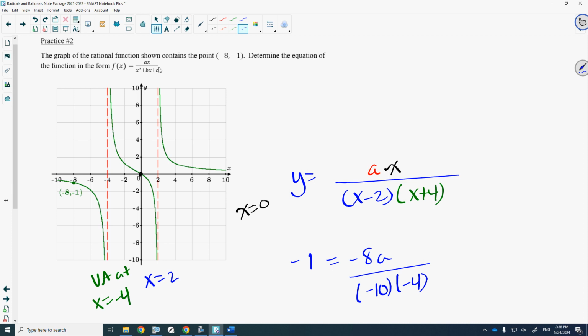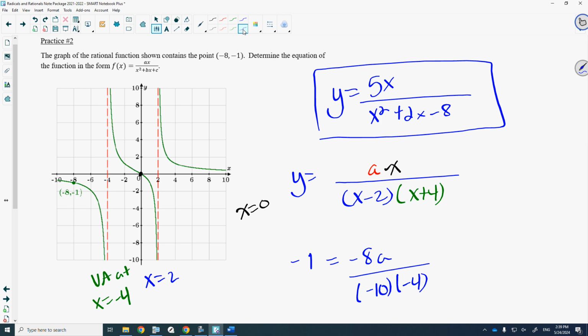They want me to write it in this form, though, so I'm going to expand those two binomials. So y is equal to 5x, and then I'll have x squared plus 4x minus 2x, so plus 2x minus 8. Again, enter that into your calculator. Put this trinomial in a bracket when you do, and make sure that everything is matching. So make sure that point matches, your x-intercept matches.